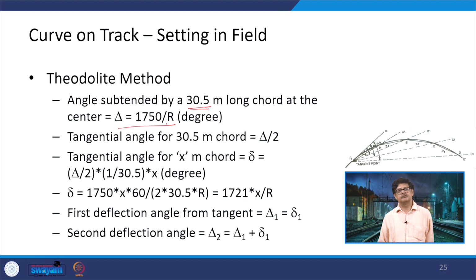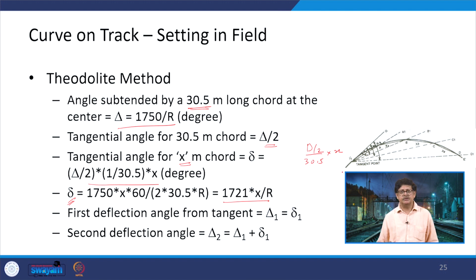D is equal to 1750 divided by R. Now, this tangential angle for a 30-meter chord is delta by 2. Now, it will be half of it, and now if we convert for x meters, it is delta by 2 divided by 30.5 into x. So, we will get this in degrees. So, what we get is now the small delta is equal to 1721 into x divided by R. This is how the value of a small delta can be calculated.